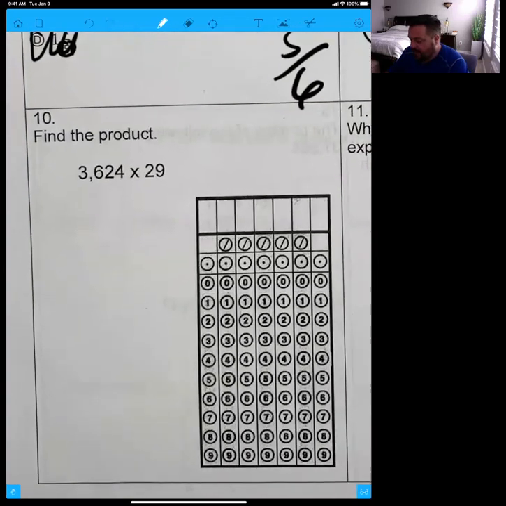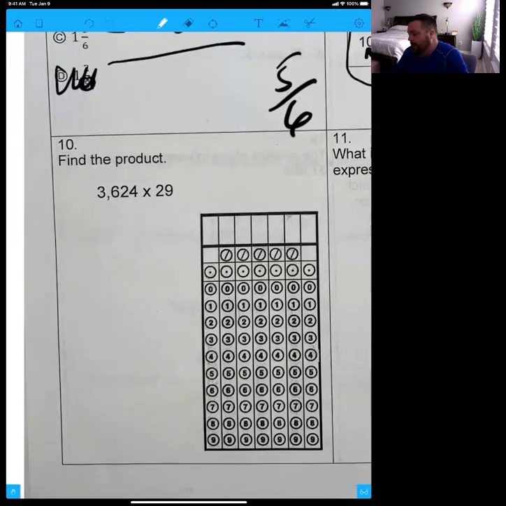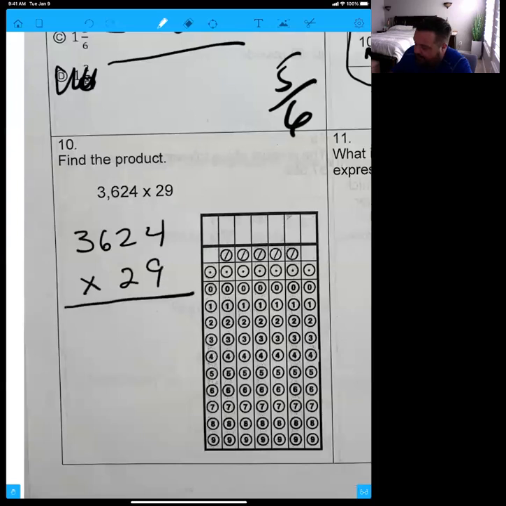Number 10, pause the video and solve it. Okay, number 10, there are absolutely no tricks to. You just have to do the math. You have to practice these. There's no other way. I don't care how you solve it. You do it any way you want, but you have to be able to do it.